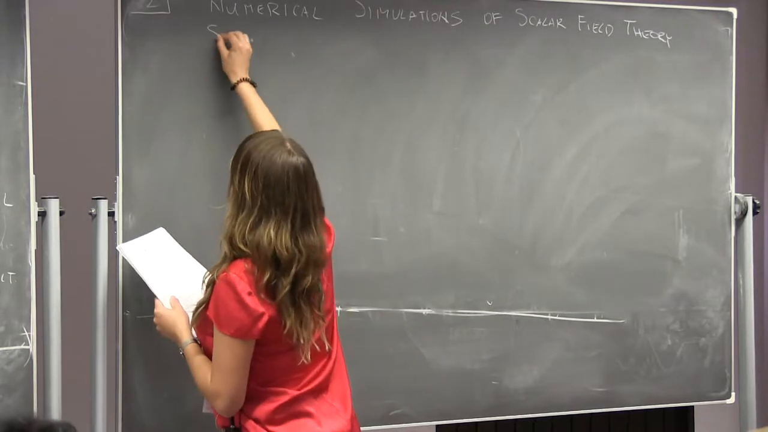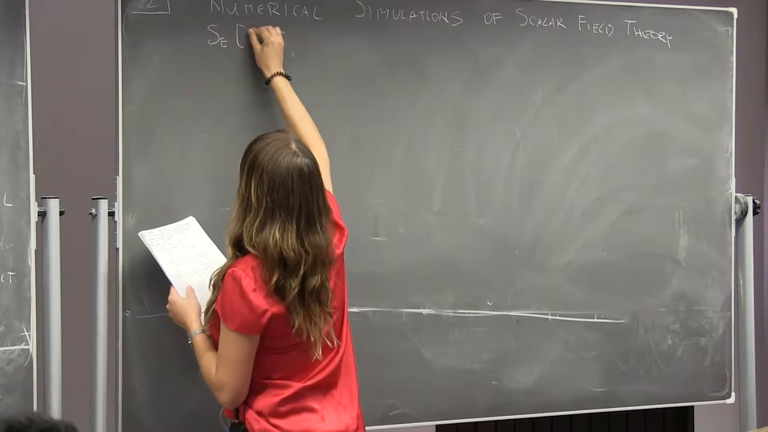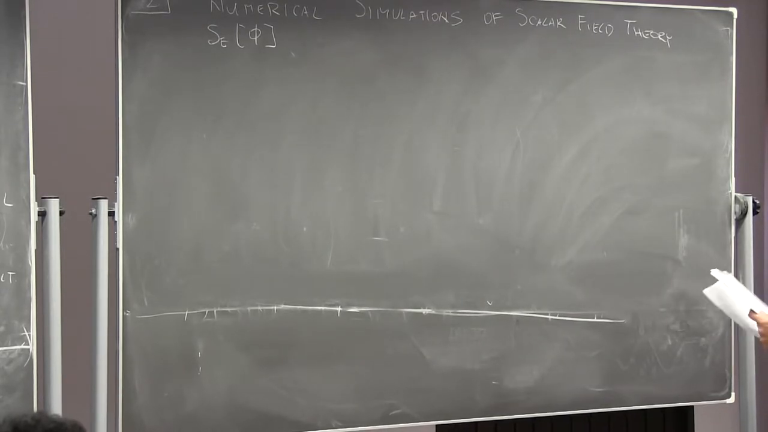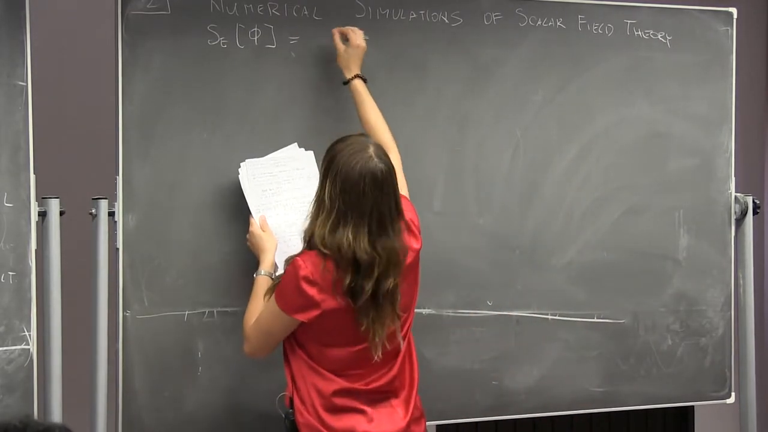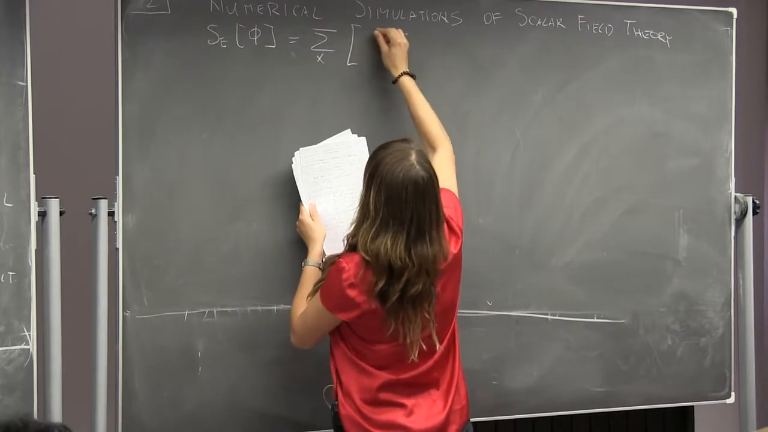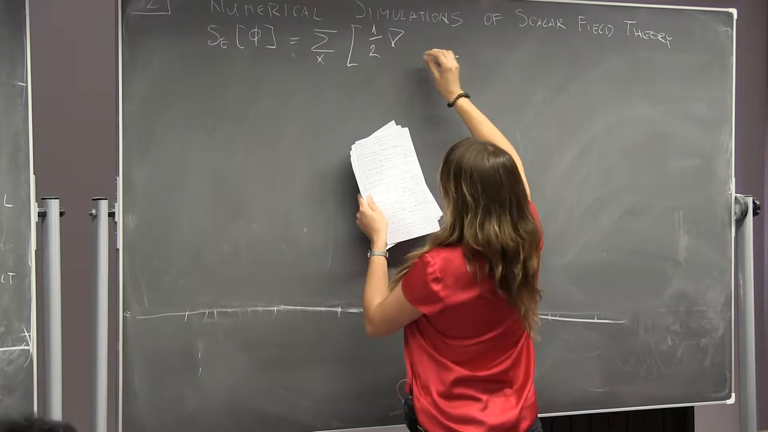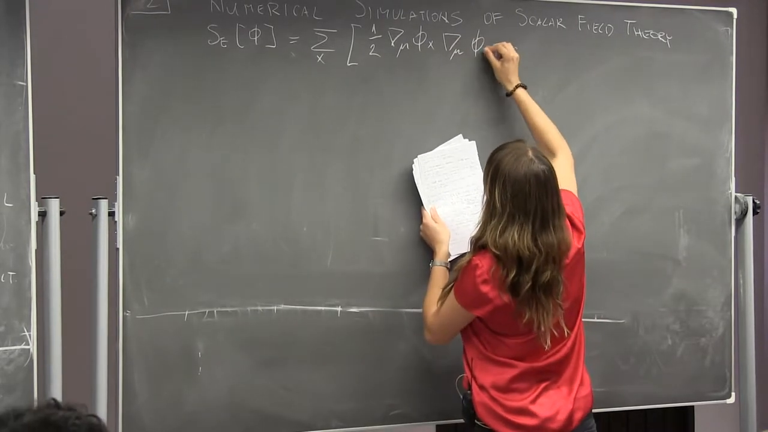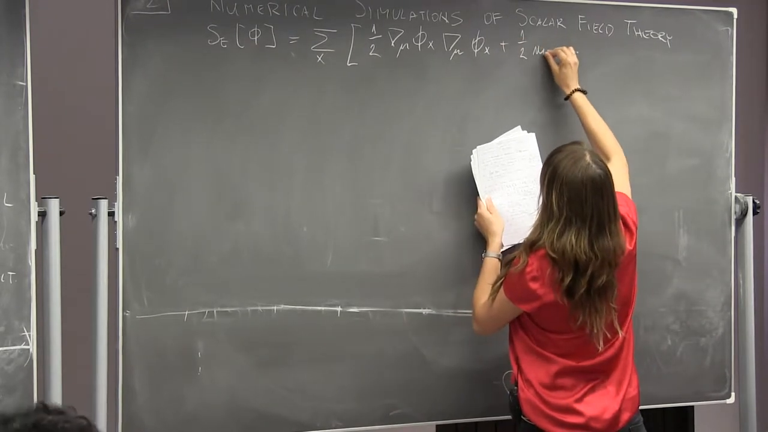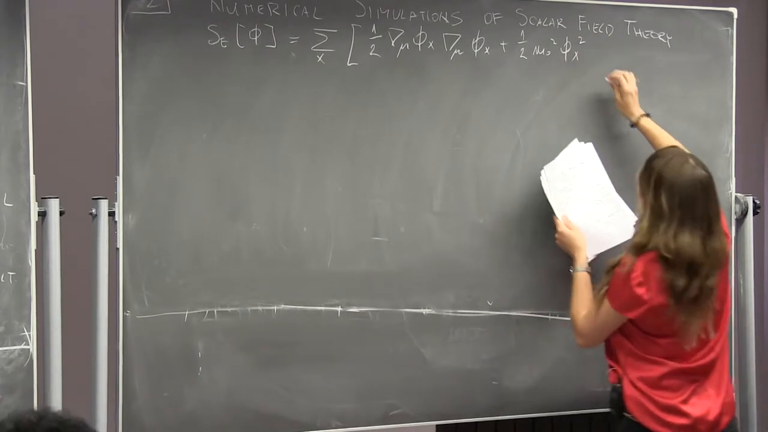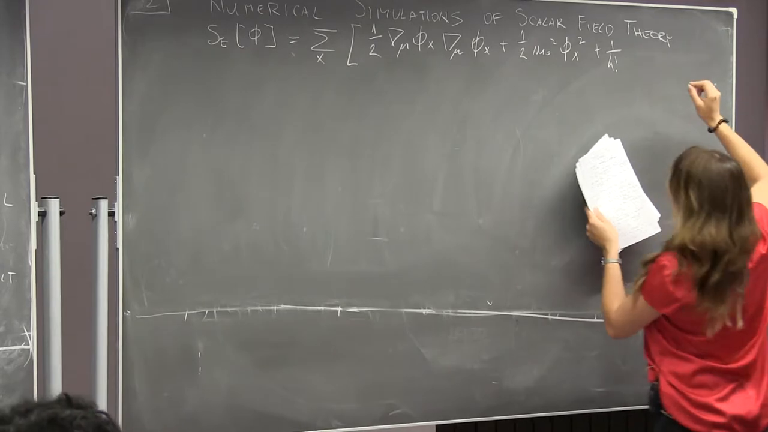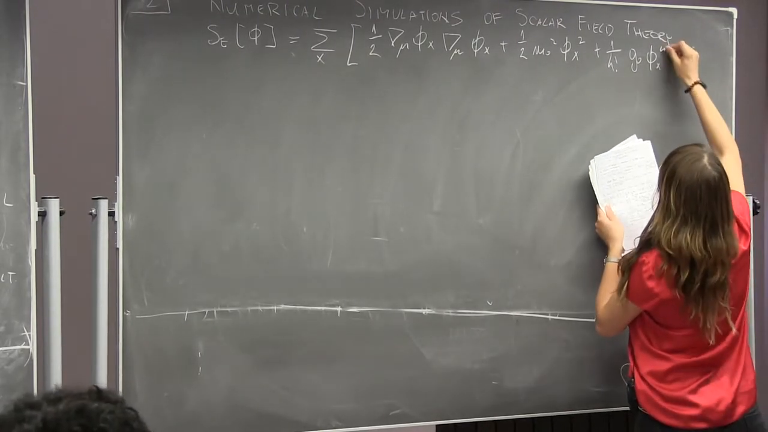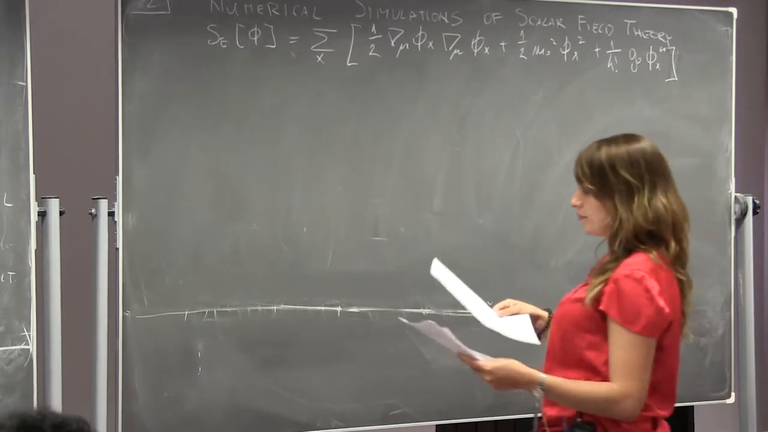So we have defined the Euclidean version of the scalar field theory action yesterday. I'm going to write down what we had previously. So it was 1/2 of the derivative squared, which needs to be discretized, plus 1/2 m0 squared phi squared, plus 1/4 g0 and the quartic coupling term.